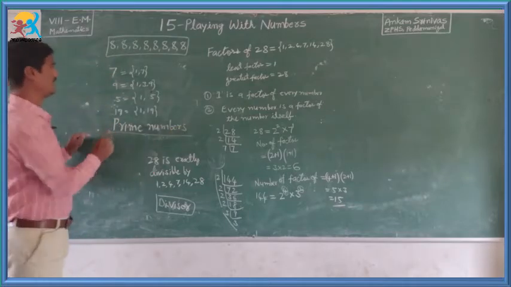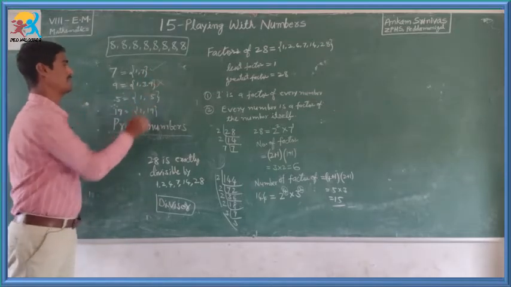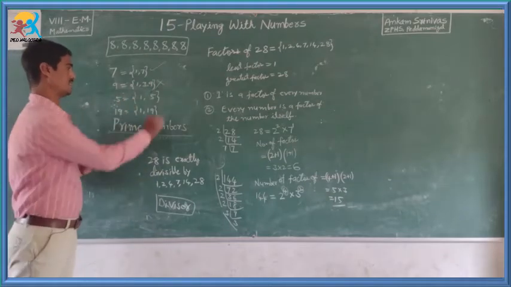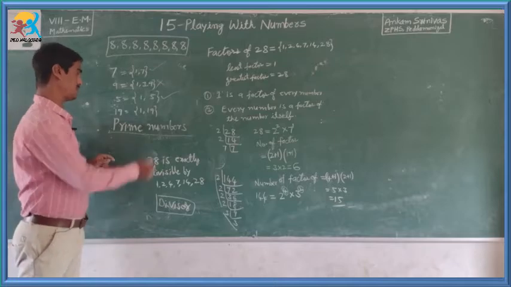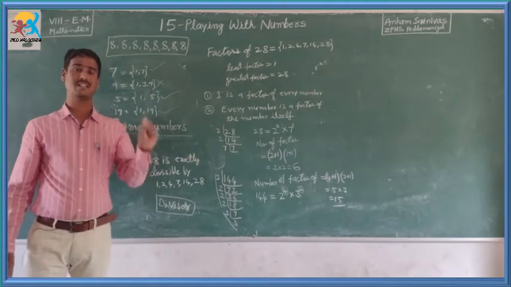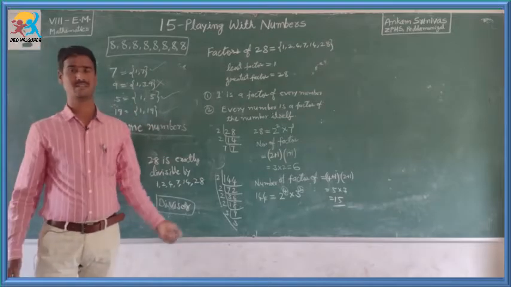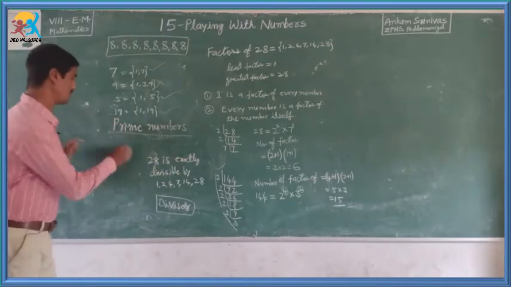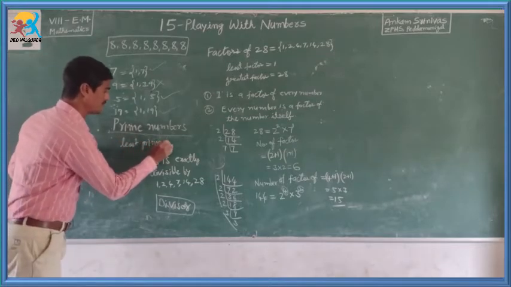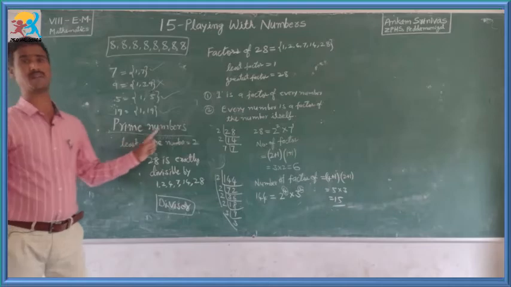So if you observe the above numbers, one is a prime number, one is not a prime number, because it does not have exactly 2 factors, it has more than 2 factors. So this is a fact: 5 is a prime number. Prime numbers have exactly 2 factors, one is 1 and the second one is the number itself. The least prime number is 2, and the only even prime number is also 2.